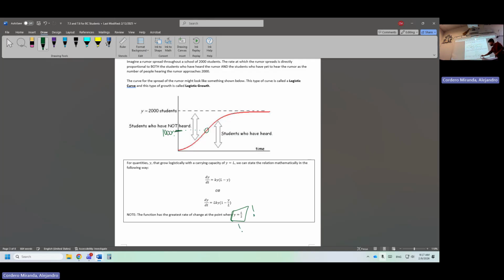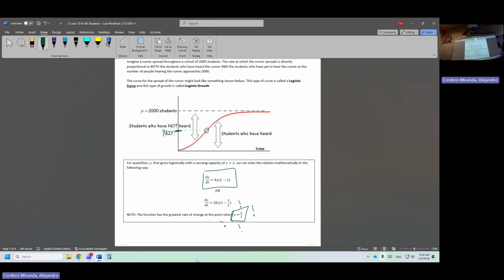Exclamation mark, exclamation mark, exclamation mark. So if you just want to hear the summary and be done, basically all you need to know is this is what logistic differential equations look like, and you have to know that it grows the fastest when the population is halfway to the carrying capacity.